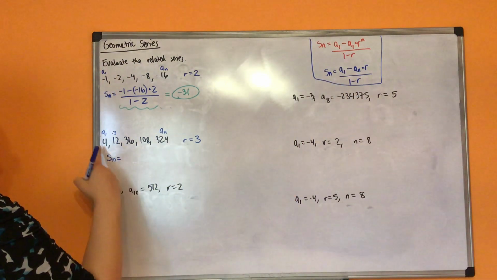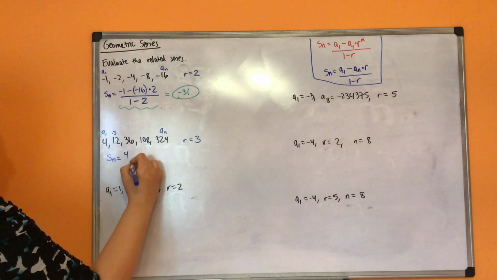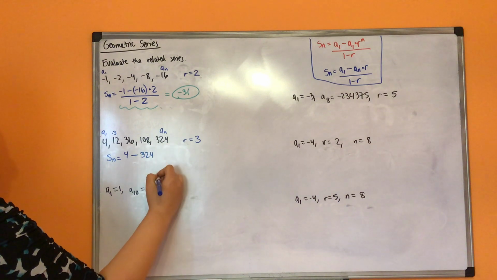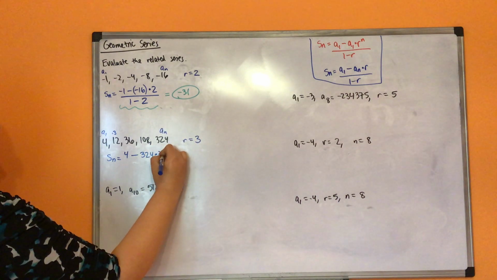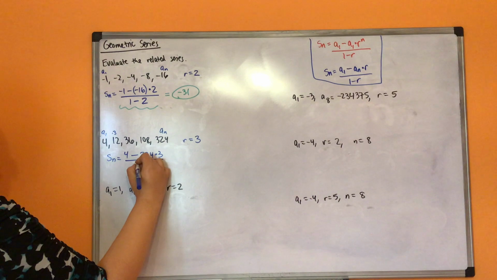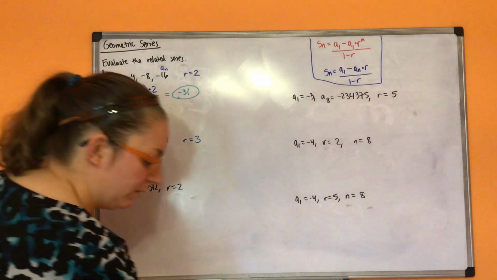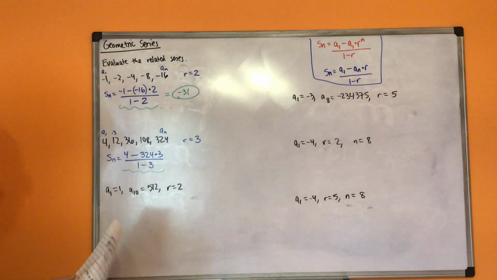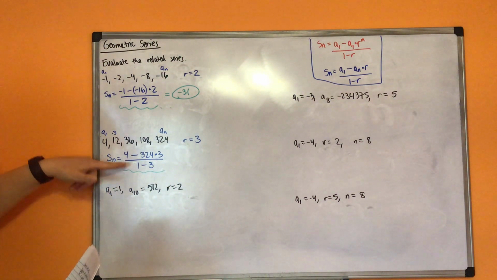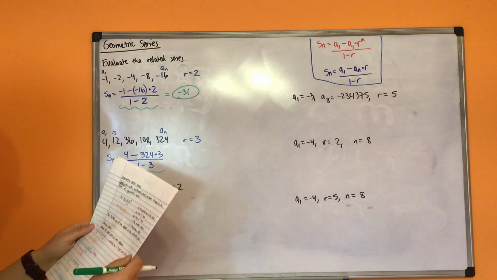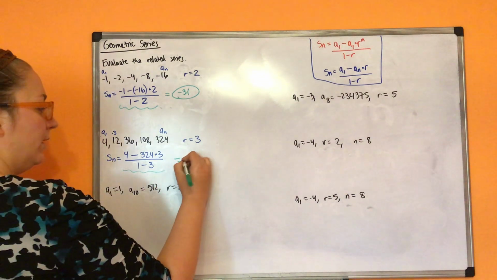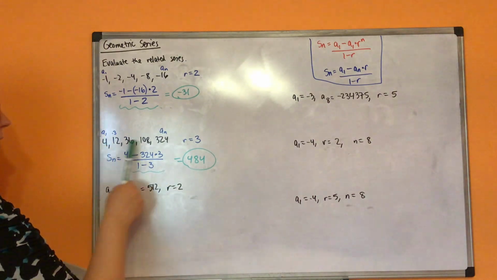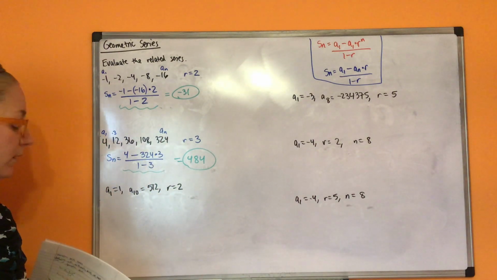A1 is my first term, which is 4, minus AN, my last term, which is 324, times R, which is 3, all over 1 minus R, so 1 minus 3. And once again, put that whole fraction into Desmos. To get a fraction, hit your division key first, then type things into the top and bottom of your fraction. When you do that, you get 484. Answer's bigger than the last one, but the numbers in our list were bigger than the last one as well.